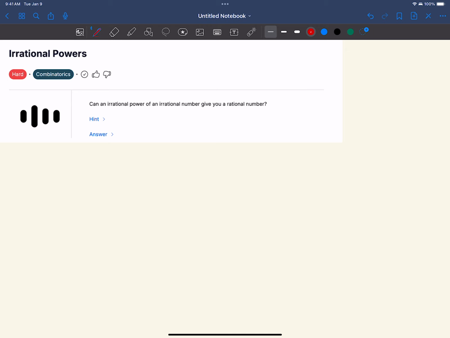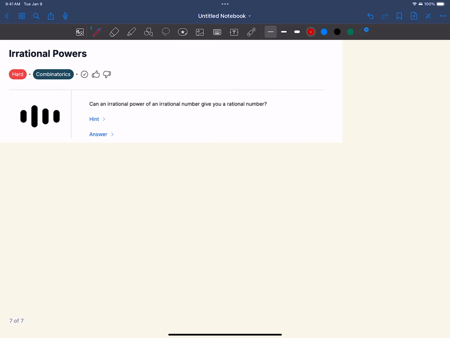So the question is asking us to prove by example if we can find some irrational number such that when raising it to an irrational power gives us a rational number, or we have to disprove the statement. So it's best to think of a few quick examples in these types of problems. So let's think of some easy irrational numbers.